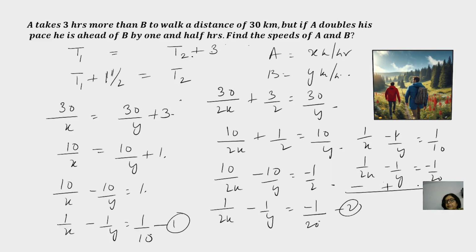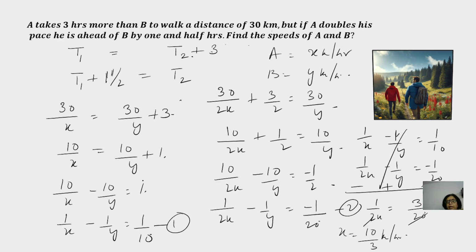Subtract. So the sign will change. This will get cancelled. So we are getting 1 by x minus 1 by 2x. That is 2 minus 1 by 2x. That is 1 by 2x is equal to 1 by 10 plus 1 by 20. That is equal to 3 by 20. So we get x as 10 by 3 kilometers per hour. So the speed of the first person is 10 by 3 kilometers per hour.